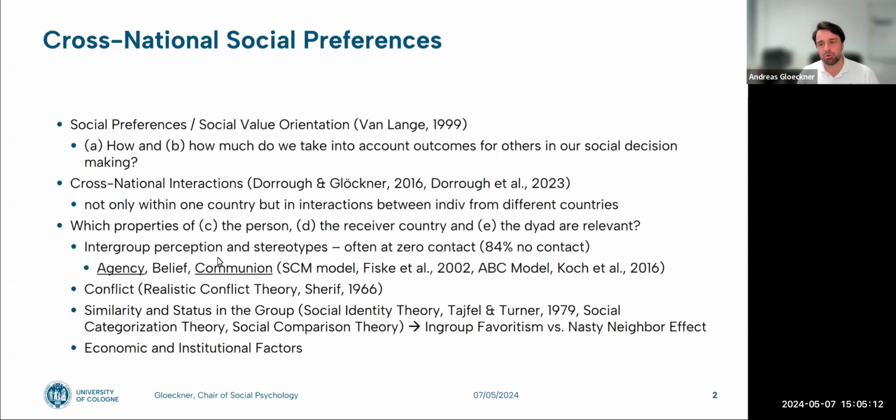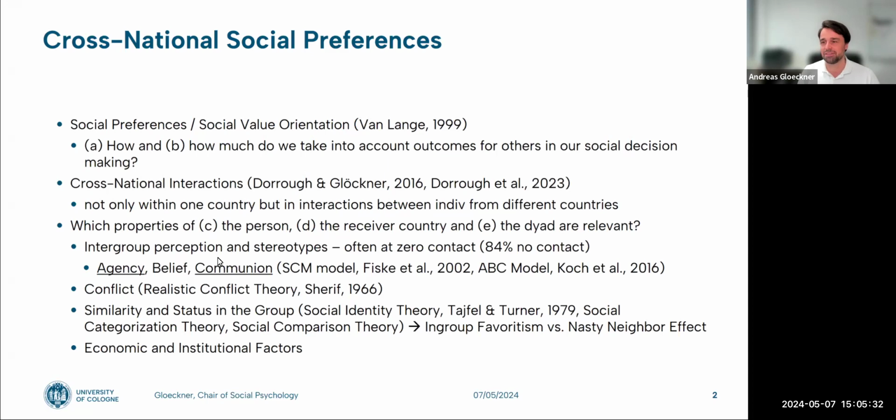And what are the most prominent factors that we take into account, which we also try to integrate theoretically? This is based on our earlier work. Intergroup perception and stereotypes seem to play a very important role there. So basically, the stereotypes we have about other nations.